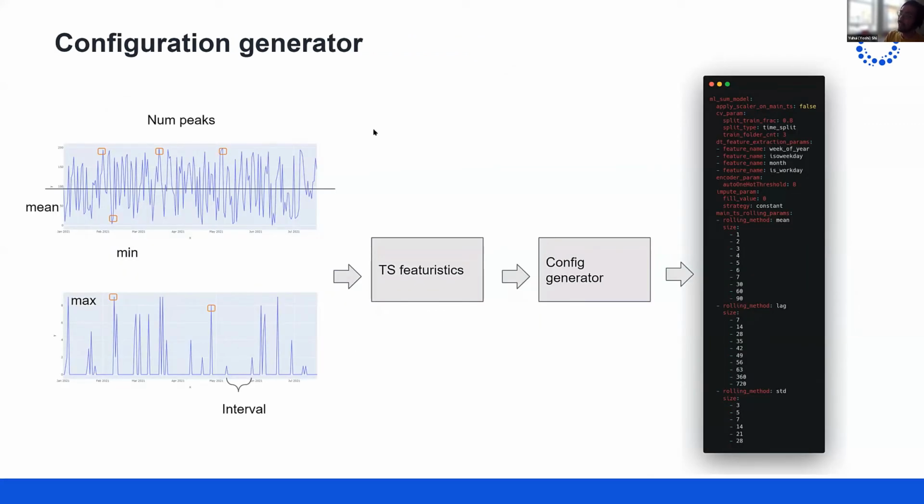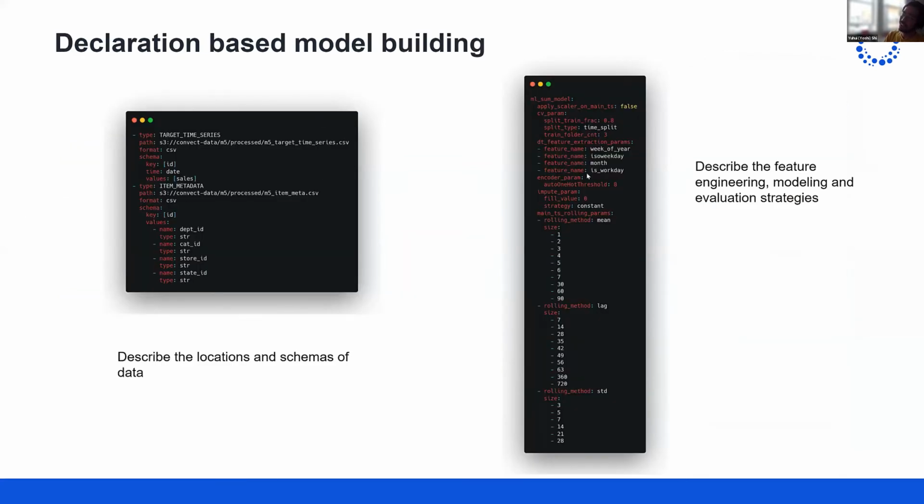And in reality, we also find it useful. People might not, because it's a very large configuration file.